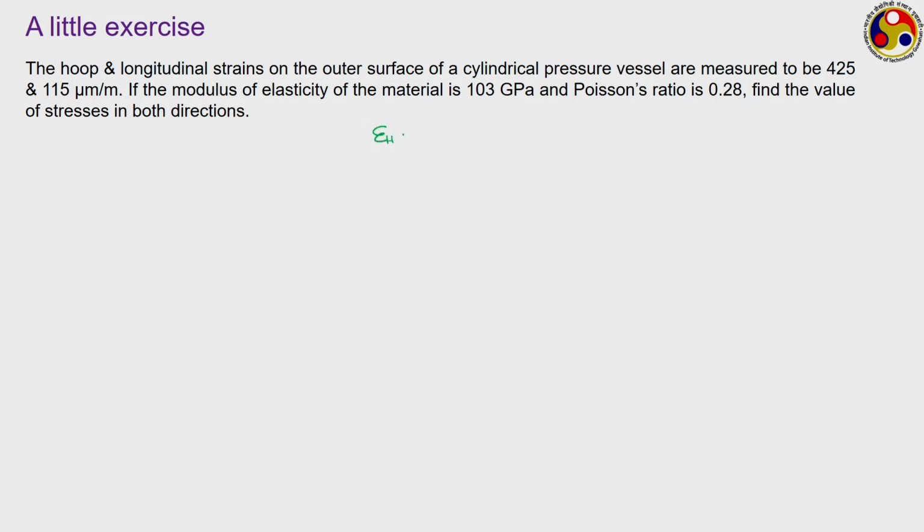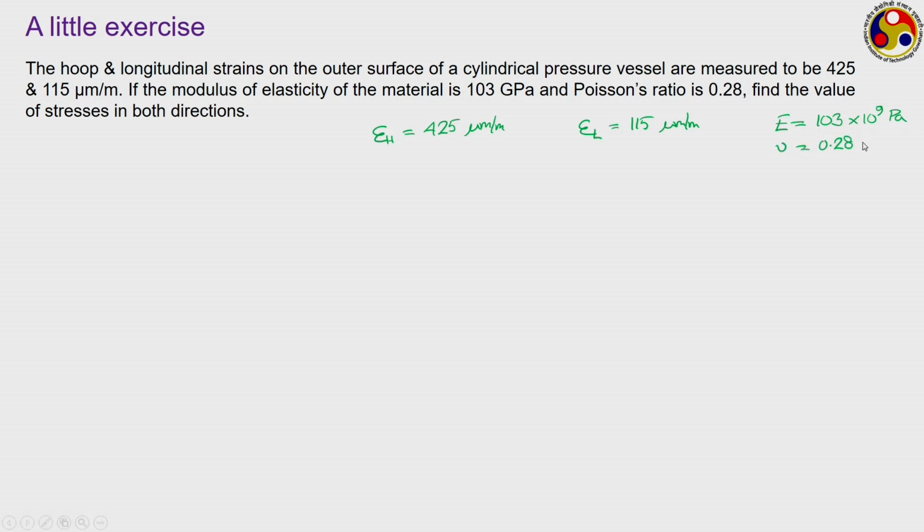Epsilon h, which is the hoop strain, here is given as 425 micrometer per meter. Sometimes it is also written as 425 mu, just to indicate that we are talking about a micron level change in each meter length. And similarly, in the longitudinal direction, epsilon L is given as 115 micron per meter. The modulus of elasticity of the corresponding material is given as 103 GPa, that is we can write this as 103 into 10 to the power 9 Pascal, and the Poisson's ratio is given as 0.28.